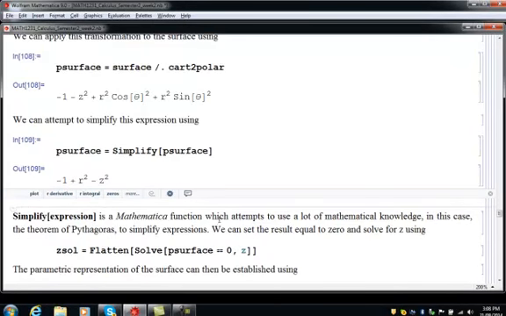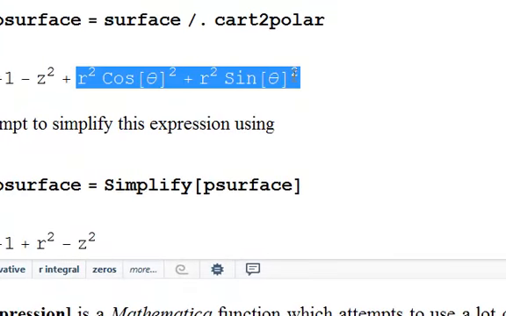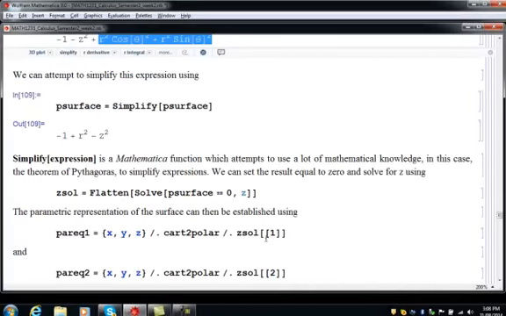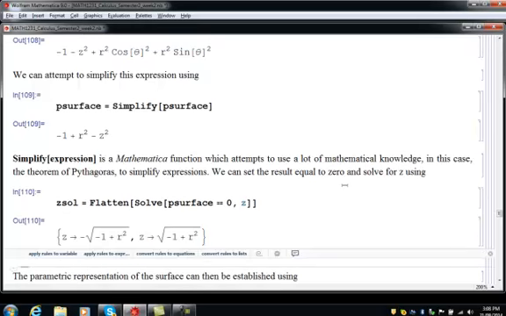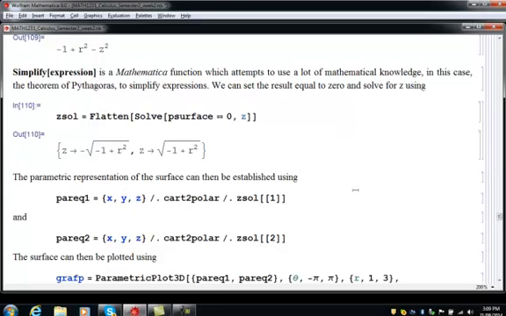And of course, what this Simplify function does is it's a mathematical function which attempts to use a lot of mathematical knowledge, in this case the theorem of Pythagoras, because this is actually equal to r squared, to simplify expressions. We can set the result equal to 0 and solve for z using this. And the parametric equation of the surface can then be established by taking x, y, and z and replacing x and y by their polar expressions and z by the first solution there.